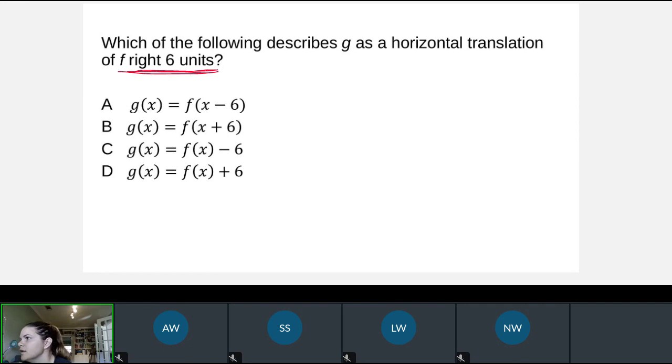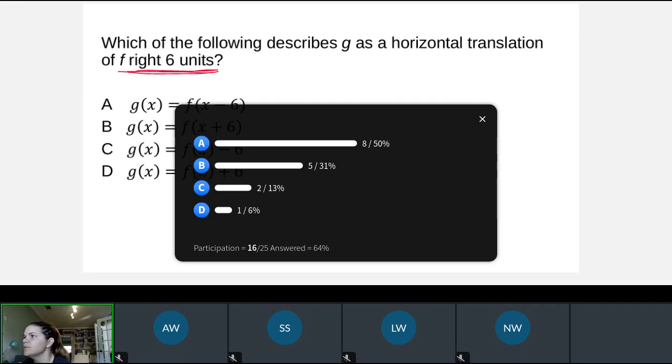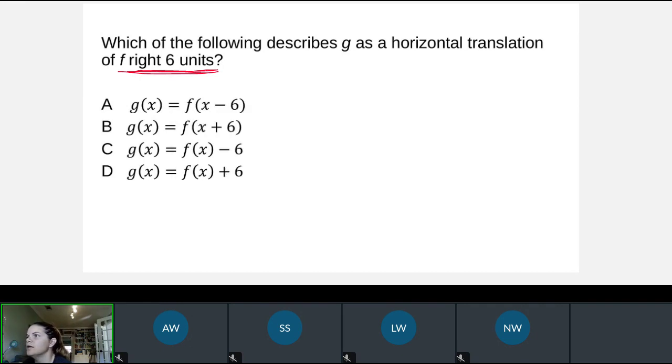All right, so let's go ahead. I will show you. We got 50% of us got it right. Because we're going to the right 6 units, but it's horizontal, we have to subtract 6. So the correct answer is A.